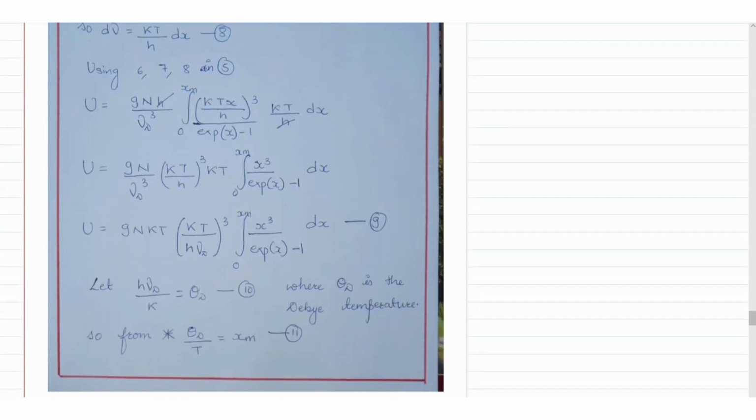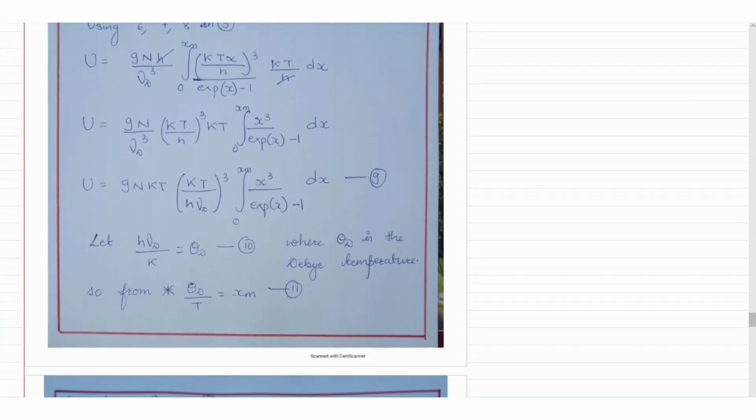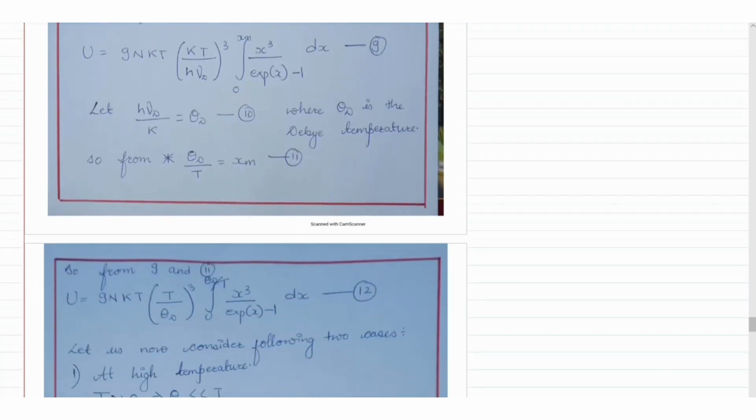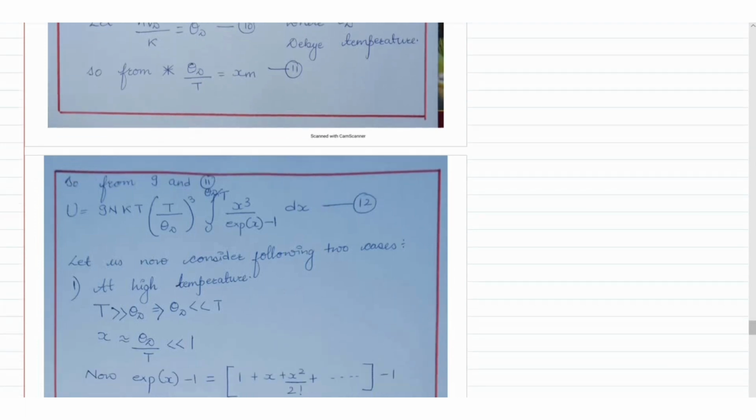So let h nu_D by k be equal to theta_D. This is our equation number 10, where theta_D is the Debye temperature. So from equation star we can write that theta_D by T is equal to x_m. This is our equation number 11. So from equation number 9 and 11 we get U is equal to 9N kT (T by theta_D) cubed, integral from 0 to theta_D by T. So we are changing the limit from 0 to theta_D by T, of x cubed by exponential x minus 1 dx, equation number 12.